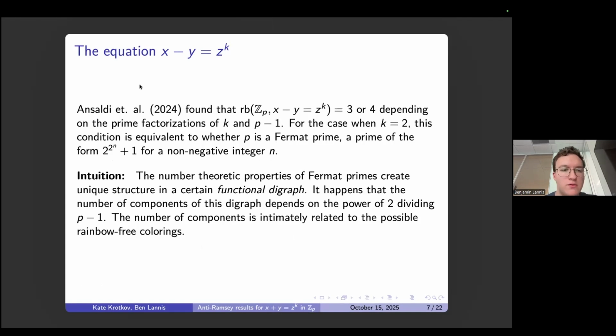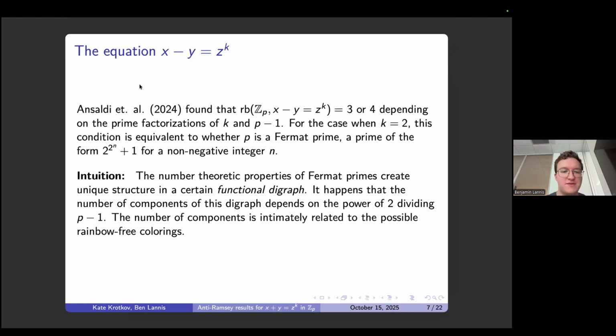So one of the hallmark results of Ansaldi et al. back in 2024 was that they determined that the rainbow number of Z_p for the equation x - y = z^k is either 3 or 4, depending on the prime factorizations of k and p - 1. To give a concrete example, when k = 2, this condition becomes equivalent to asking whether p is a Fermat prime, which is a prime of the form 2^(2^n) + 1 for a non-negative integer n.